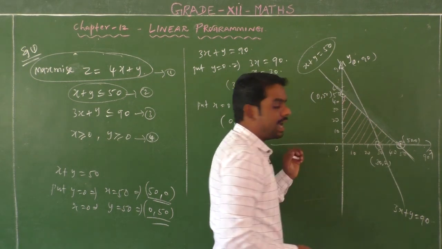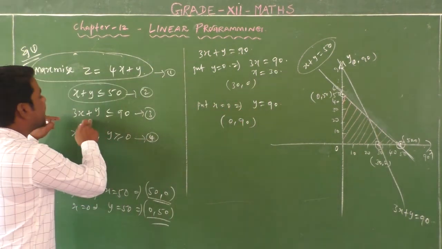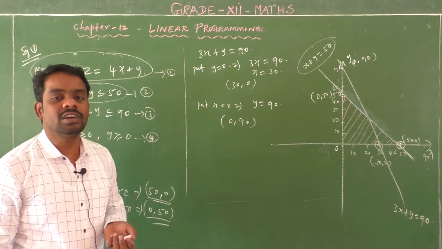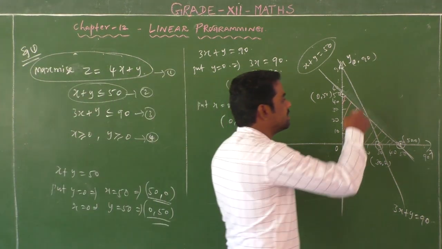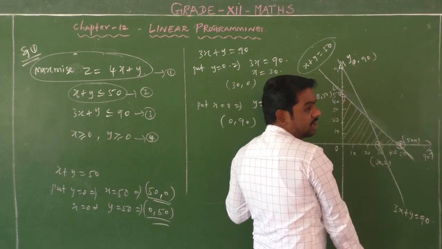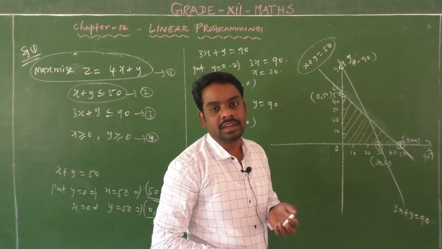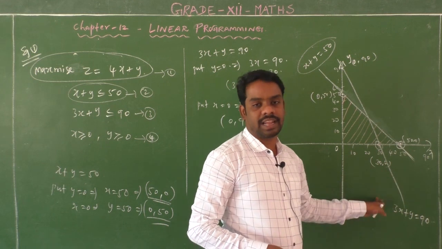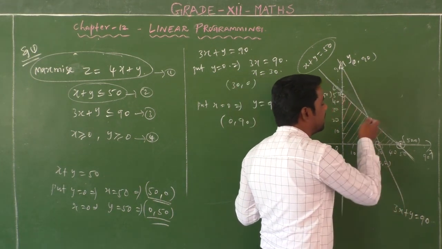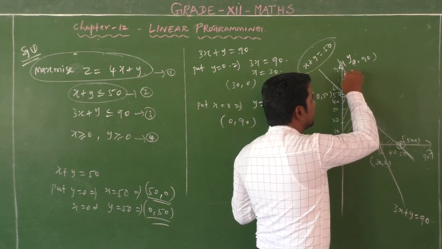And the second constraint is 3x plus y is less than or equal to 90. Listen, this is the line 3x plus y equal to 90. Less than or equal to 90 means left of this line or below this line. So we shade the left area.